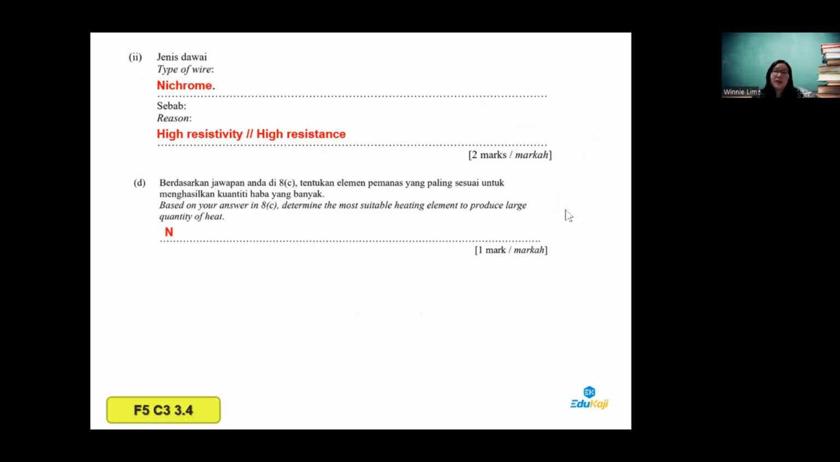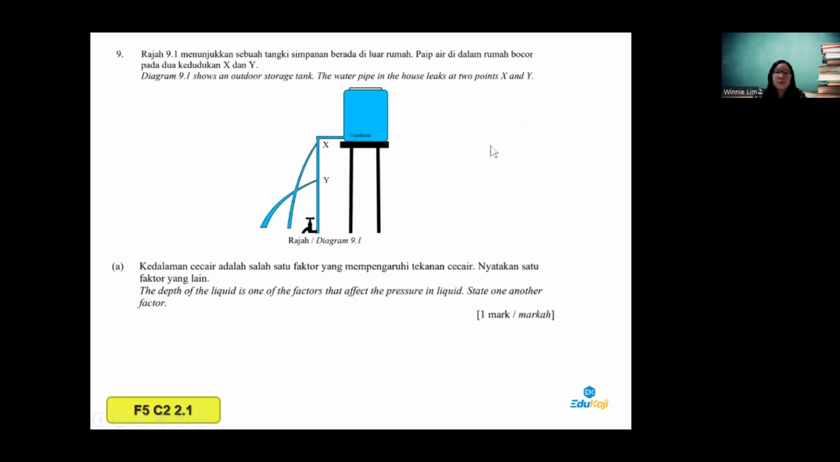So you are actually done with the structured questions. So we'll proceed to essay questions now. Question 9. Diagram 9.1 shows an outdoor storage tank and the water pipe in the house leaks at 2 points X and Y. The depth of the liquid is one of the factors that affect the pressure in liquid. So other factors that affect, okay?